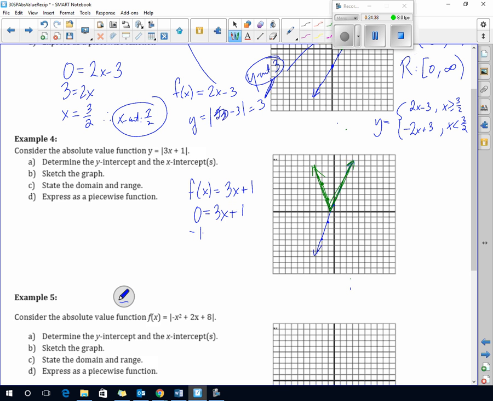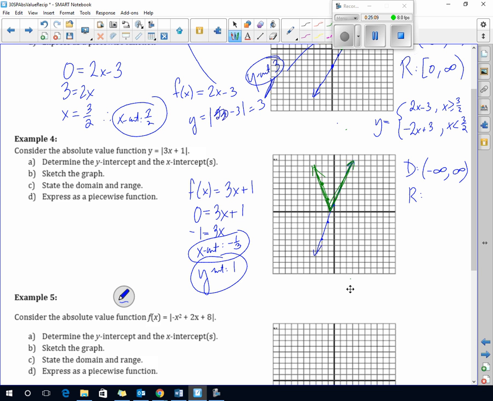What's my y-intercept? My y-intercept should be the y-intercept of this line. I can read it. What is it? 1. What's my domain and range? Yeah. And what is my range? I hear 1 to infinity. No. It's always going to be 0 to infinity because I can include 0 in the absolute value. I cannot include any negatives, right?